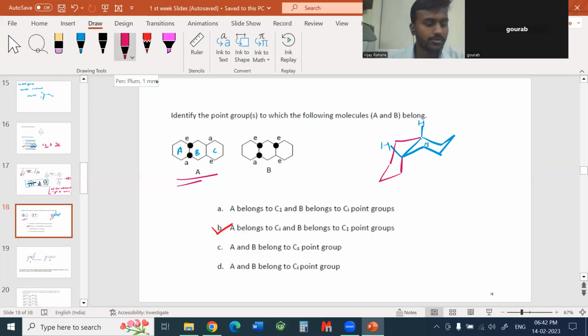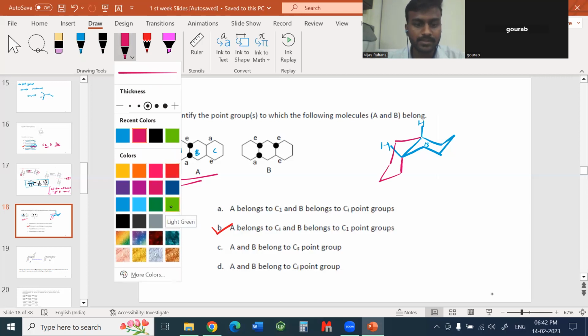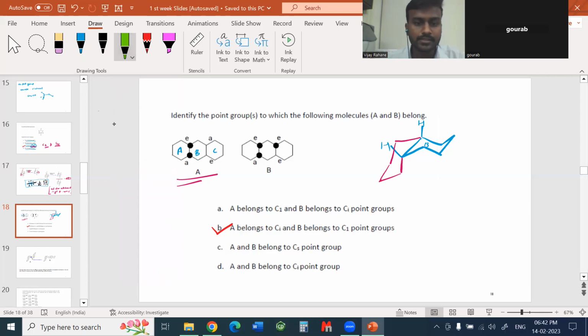And now we need to draw the C ring. How will the C ring be? We will draw it with a different color so I am able to visualize this. In the C ring, they have not shown any dot, which means this hydrogen should be on the lower side. So here also this hydrogen should be lower, and this hydrogen should also be lower.